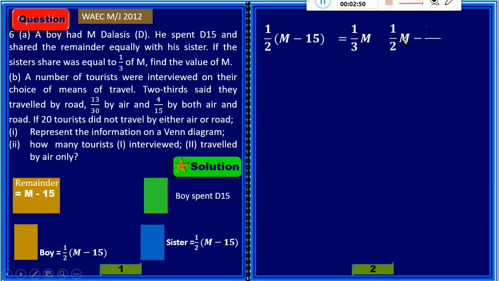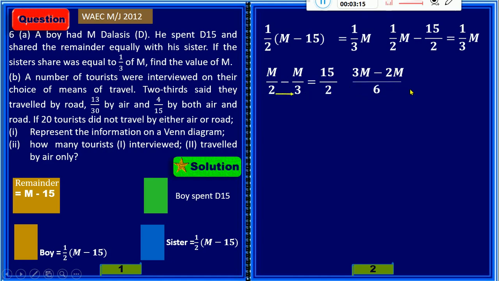Removing brackets, we are going to have half M minus 15/2 is equal to 1/3 M. We are going to collect like terms and simplify. 3 multiplying M will give us 3M, 2 multiplying M will give us 2M, 2 times 3 will give us 6, and that's equal to 15/2. Simplifying further, 3M minus 2M will give us M/6 is equal to 15/2.